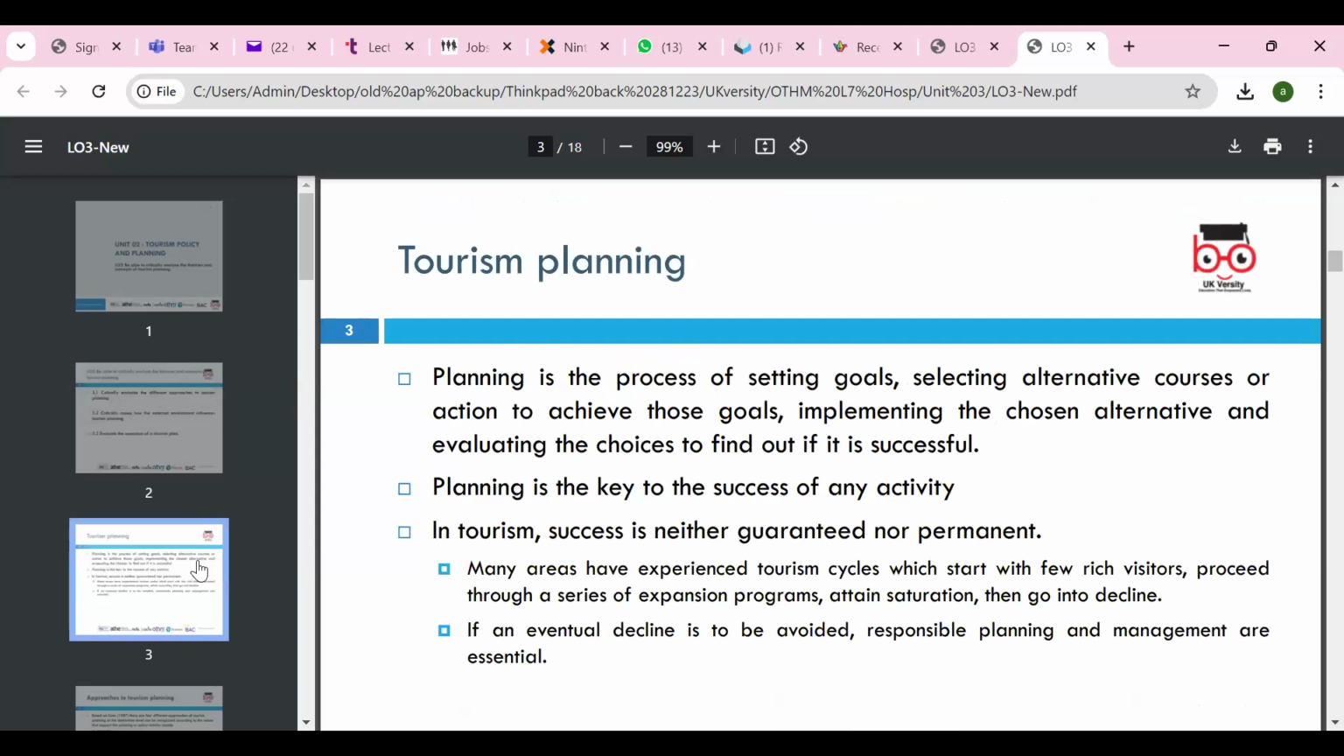Tourism planning is the process of setting goals, selecting the best of the alternative courses of action to achieve the objectives and goals, implementing the chosen alternative, and evaluating the choices to find success. Planning is the key to the success of any activity. Tourism success is neither guaranteed nor permanent. Many areas have experienced the tourism cycle, which starts with a few rich visitors and proceeds through a series of expansion programs to attain saturation. So when we say planning, it means knowing where you are and where you want to go, to meet the required objective. It's very, very crucial.